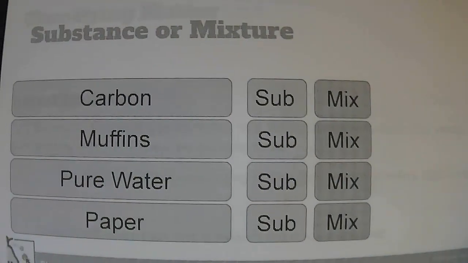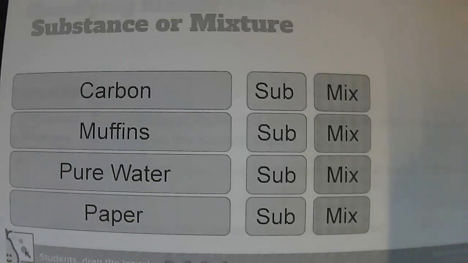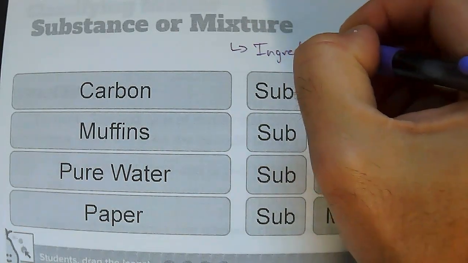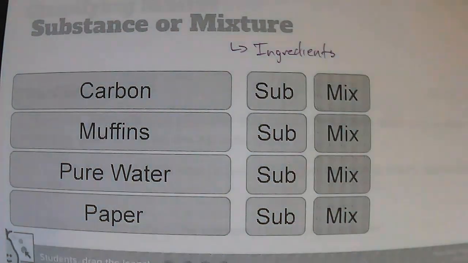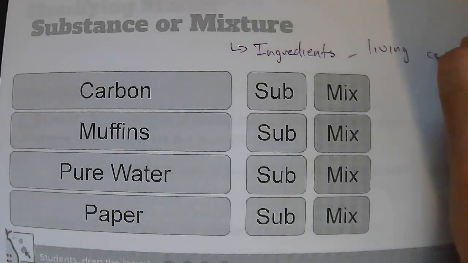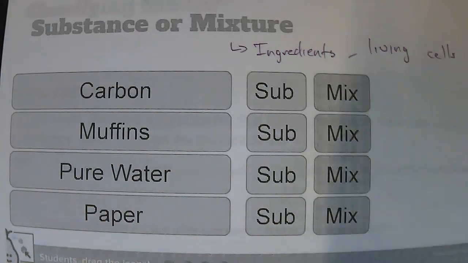So then, substance or mixture. The way that I like to think about it is a mixture has ingredients or different things that make it up. A couple of things that don't seem to right off the bat have ingredients, but do, are things that come from living cells. Living cells all have ingredients: the endoplasmic reticulum and the phospholipid bilayer and the cell wall and the membrane and DNA and all that stuff.